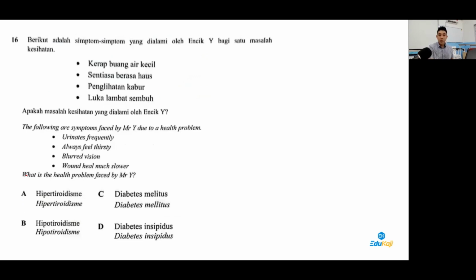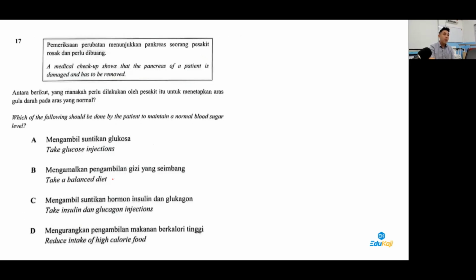Okay, check. Question 16, frequent urination, blurred vision, wounds healing much slower. These are symptoms of diabetes. Okay, guys, just get to know. 17. Which of the following should be done by a patient to maintain normal blood sugar level? Okay, normal blood sugar level.